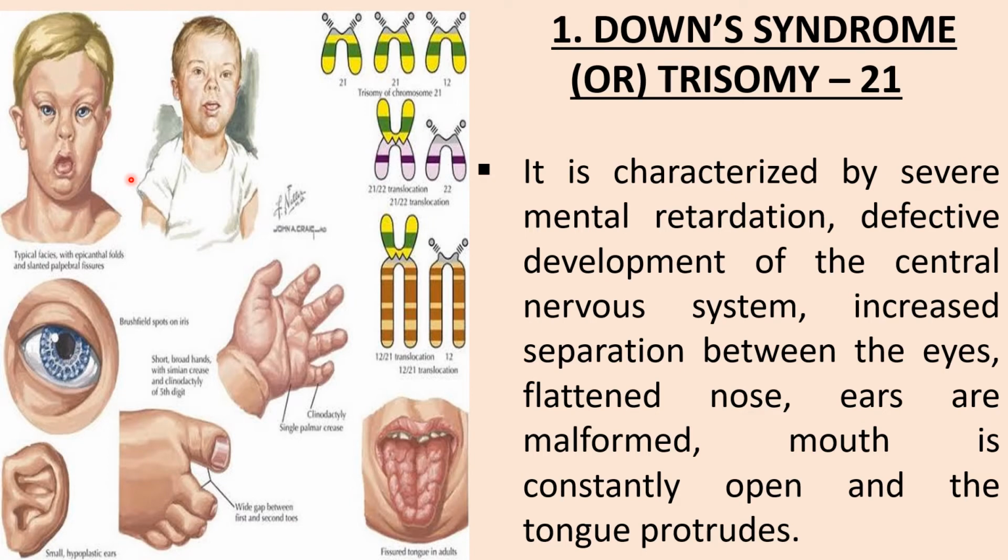Down syndrome is characterized by severe mental retardation, defective development of the central nervous system, increased separation between the eyes, a flattened nose, and malformed ears. The mouth is constantly open and the tongue is protruded.